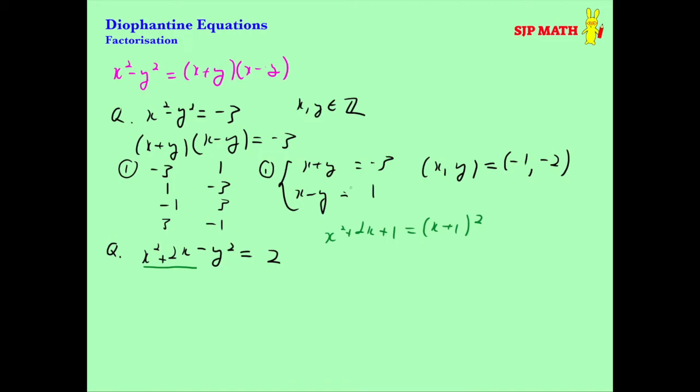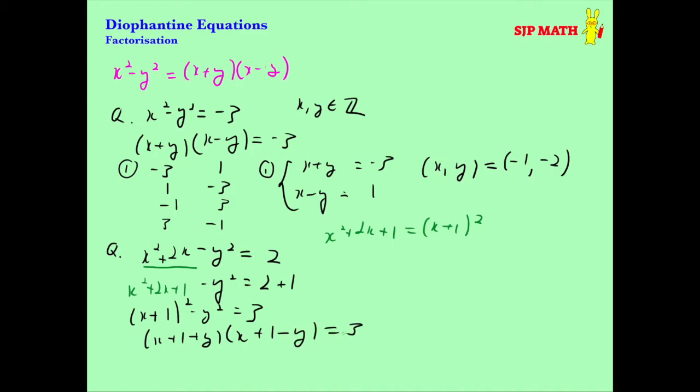But in this case, this has literally no difference. It just stays a constant integer. And then if we add 1, I'll just do it so that you guys can see what's happening. x plus 1 squared minus y squared equals 2 plus 1, so x plus 1 squared minus y squared equals 3, and then if we do the factorization, x plus 1 plus y times x plus 1 minus y equals 3.